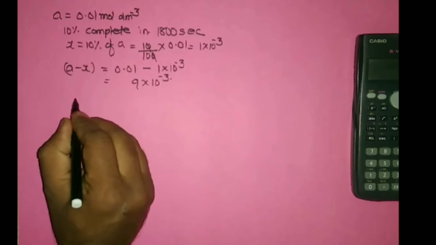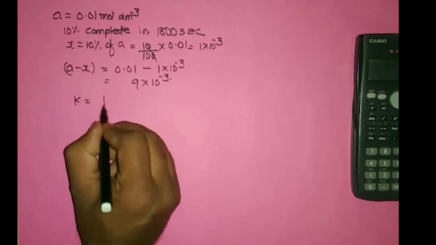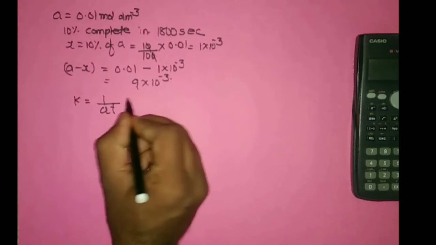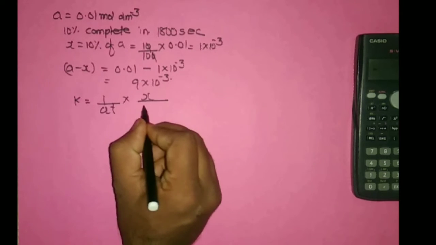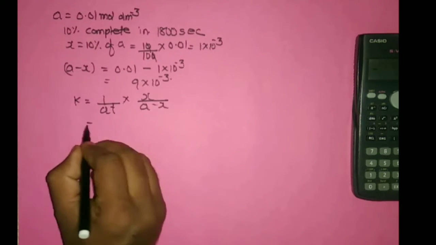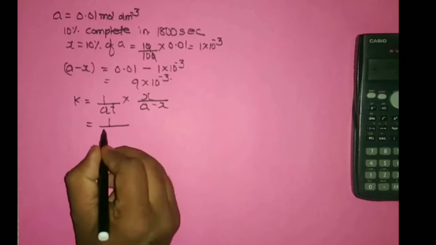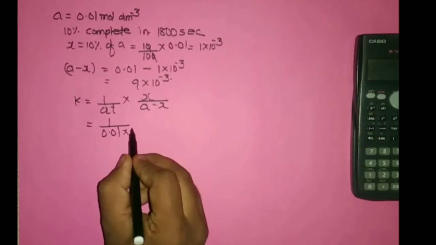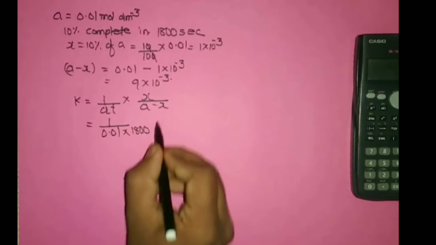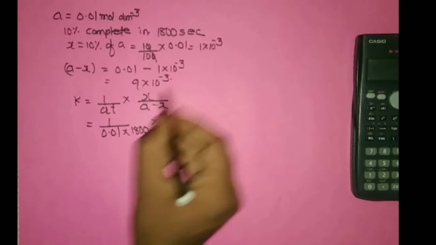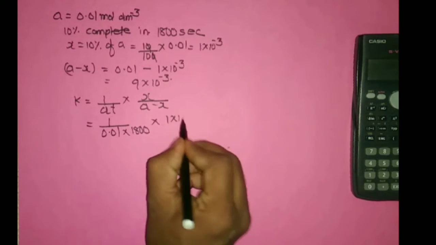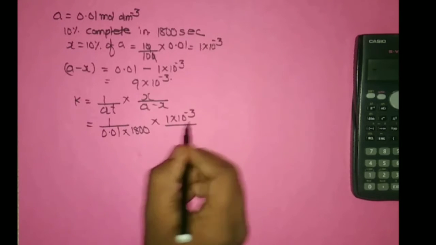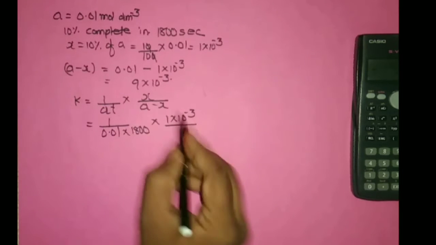Now, what is the value for rate constant for second order reaction? 1 upon a t into x upon a minus x. 1 upon, what is the value for a? 0.01. Reaction is complete in 1800 seconds. So t is given as 1800 into, what is the value for x? It is equal to 1 into 10 raised to minus 3 upon, what is the value for a minus x?